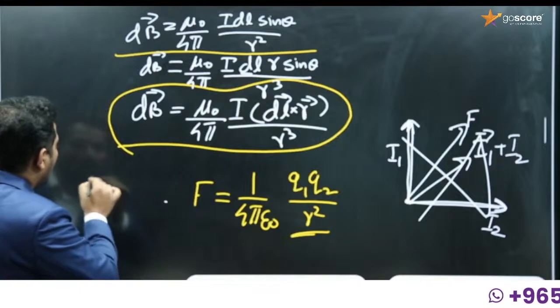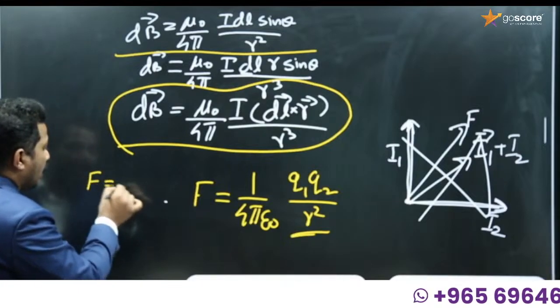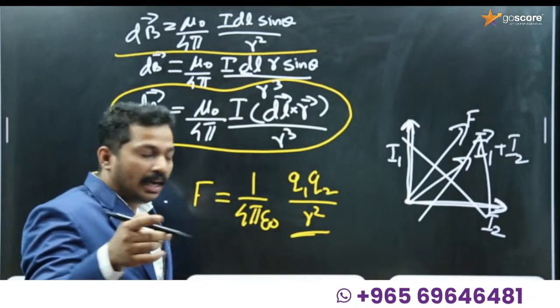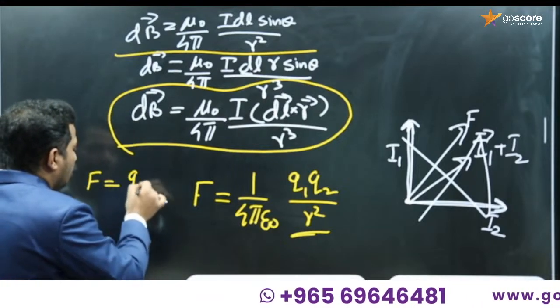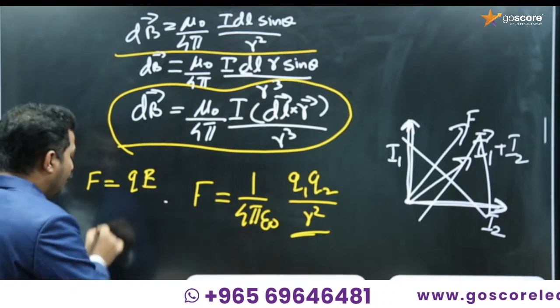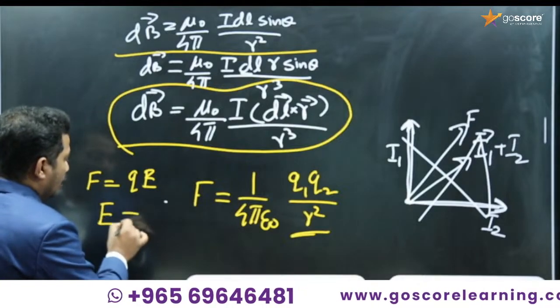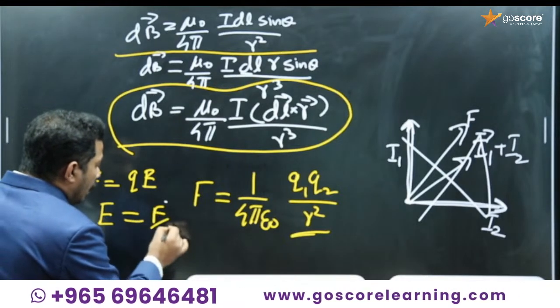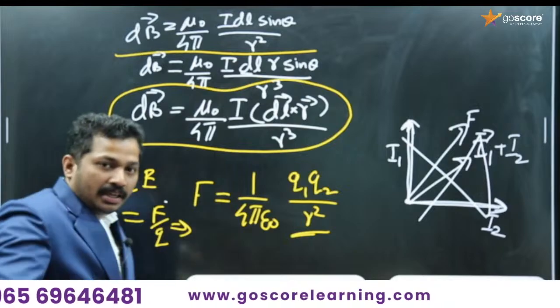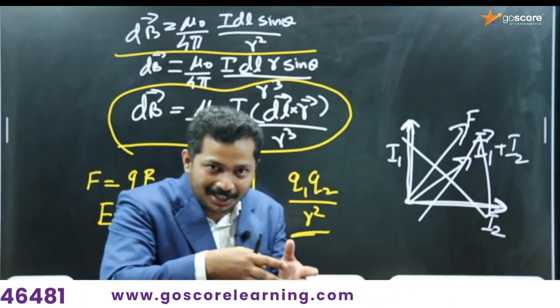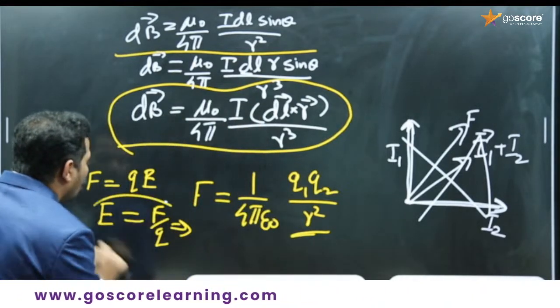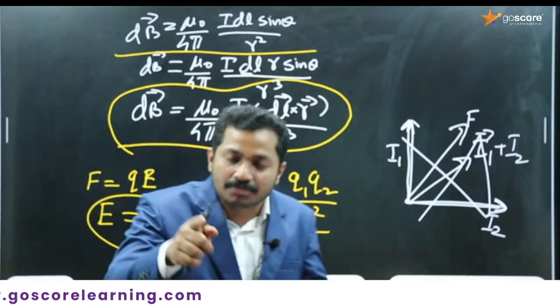From the equation, the force experienced by a charge Q moving in an electric field is given by F equal to QE. From this equation, you derived E is equal to F by Q, and it leads to the equation for electric field in the first chapter. If you remember, just recollect it. So from Coulomb's law equation, we have derived an expression for electric field.